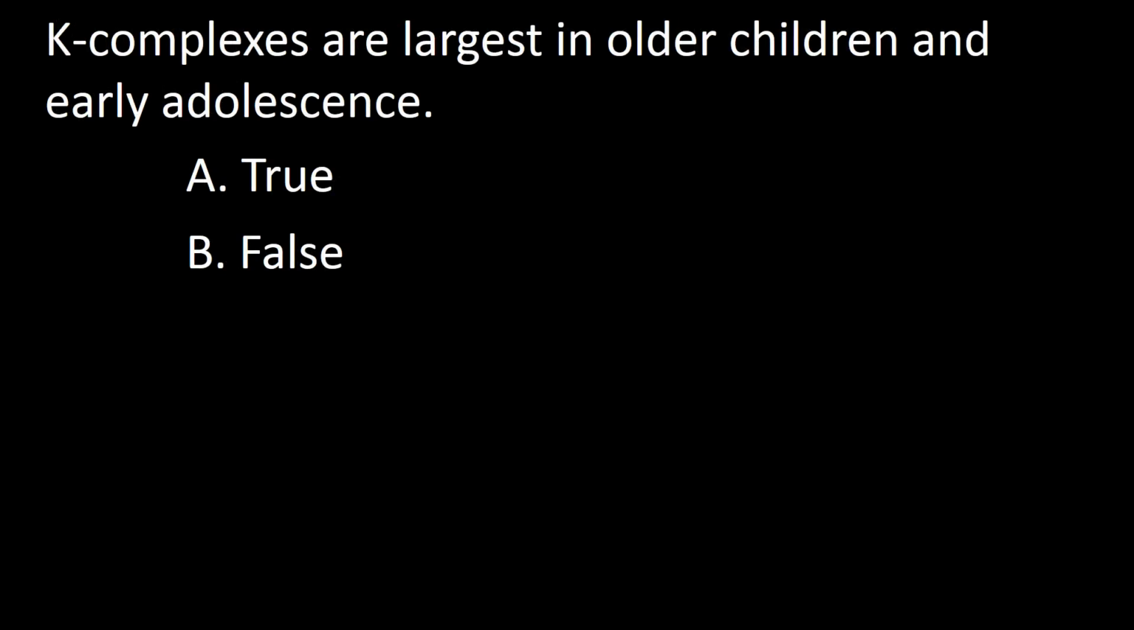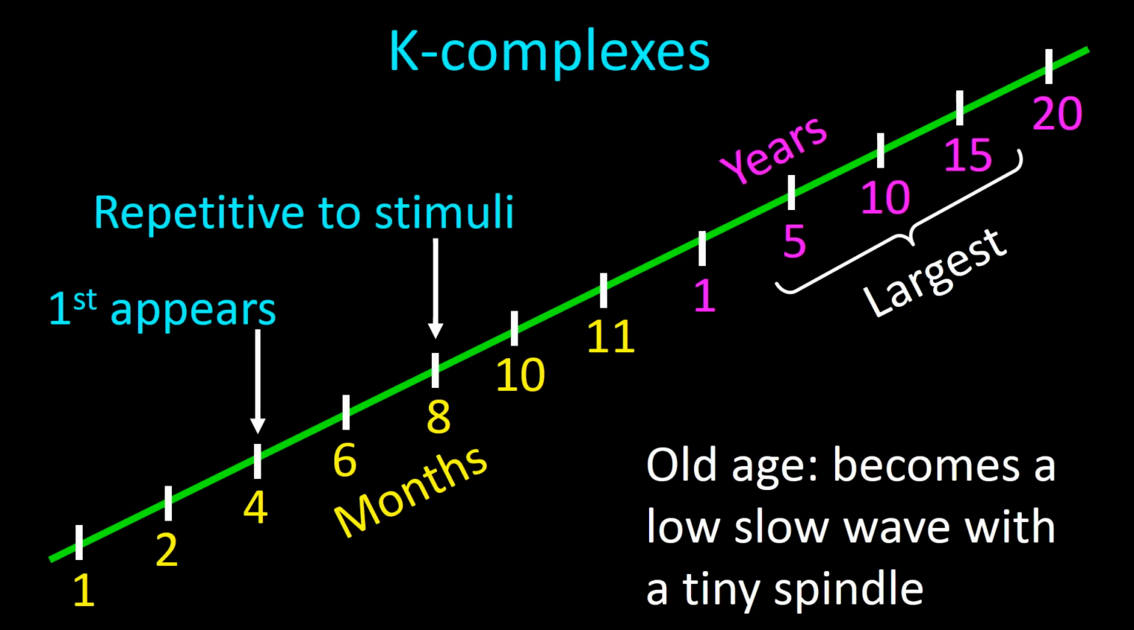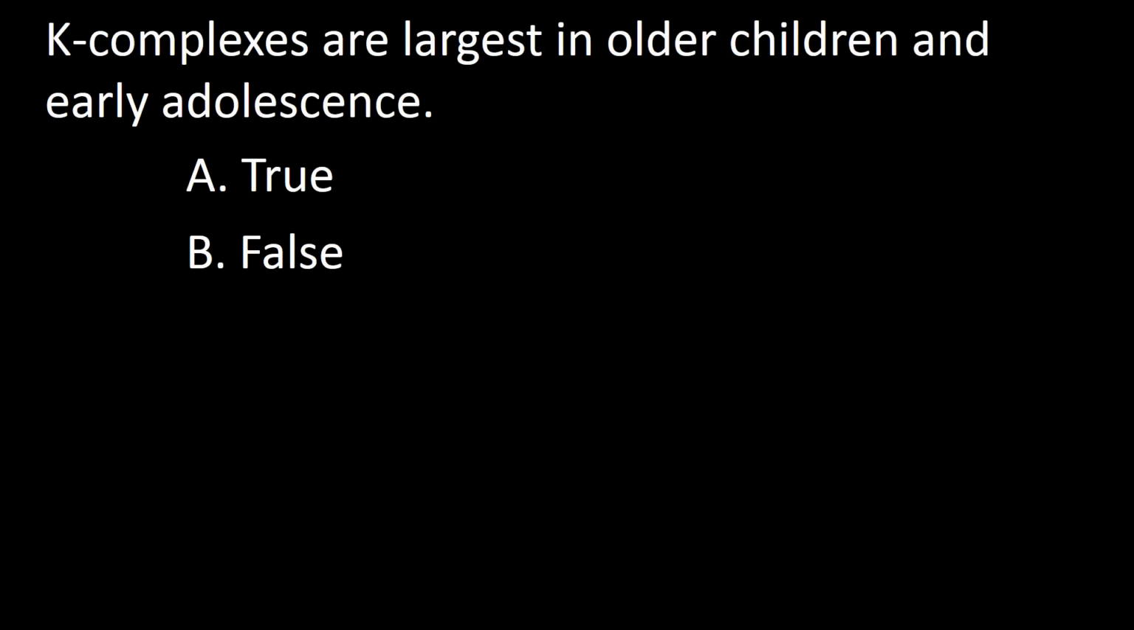Next question. K complexes are largest in older children and early adolescents. A. True. B. False. As you can see in this frame, K complexes are largest in older children and early adolescents. So the answer to this question is A. True.